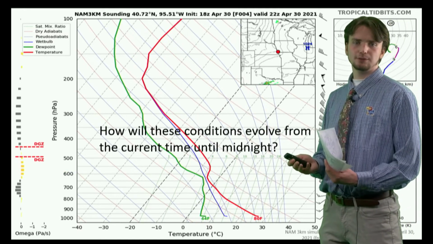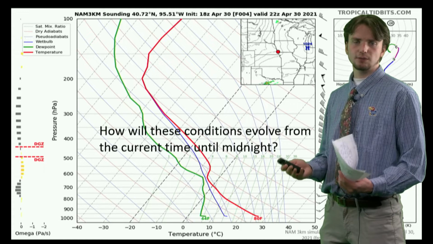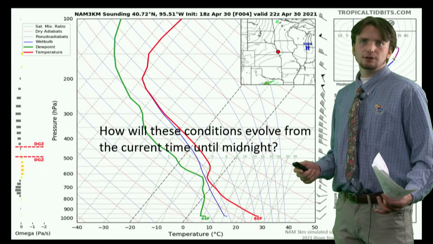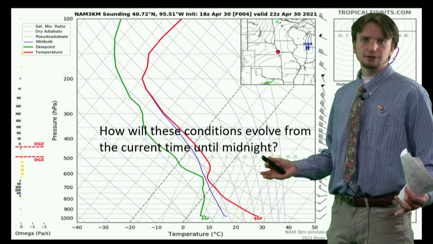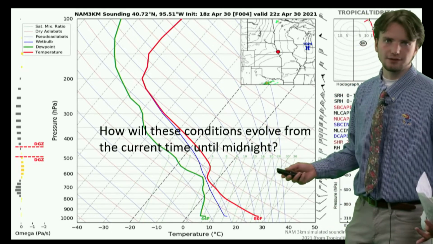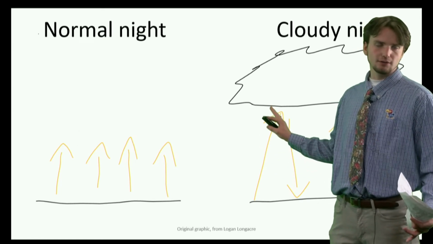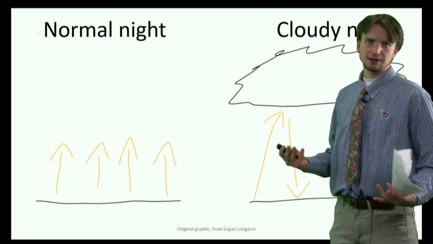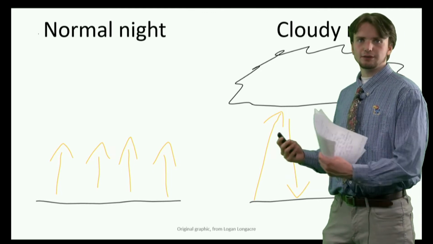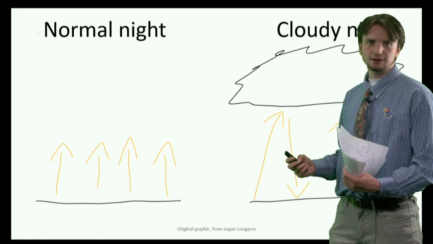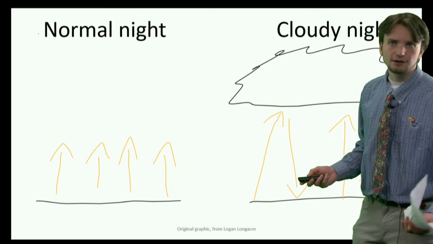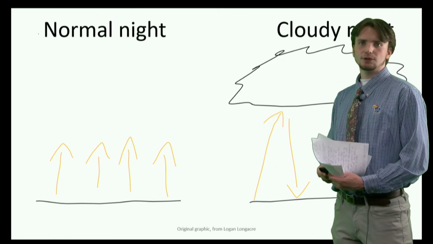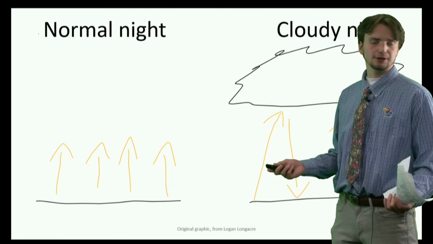So what's pertinent? We want to know how these conditions evolve from the current time until midnight. So what would change just nighttime cooling is if there was a layer of clouds like this, because normally at night energy leaves the surface and it goes out to space, but when it's cloudy, these clouds reflect it and trap it in the atmosphere like the greenhouse effect. It's not like it is the greenhouse effect, which would cause a warm, probably pretty stuffy night.